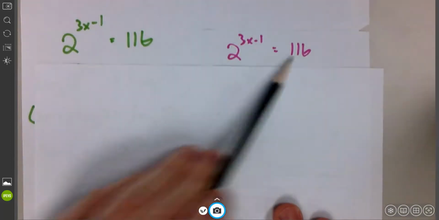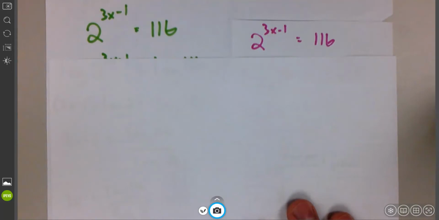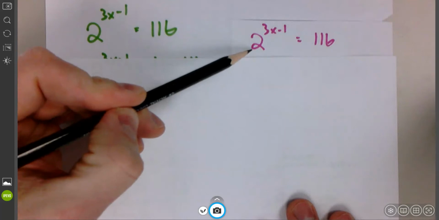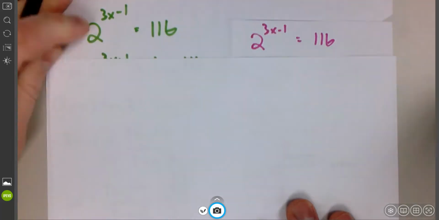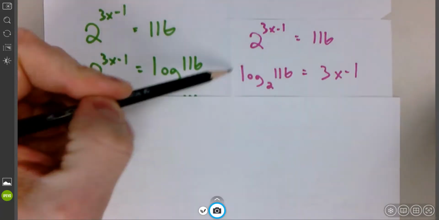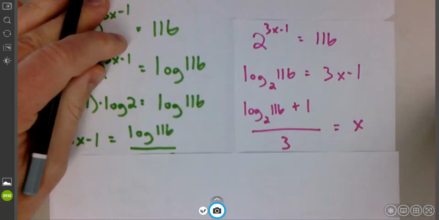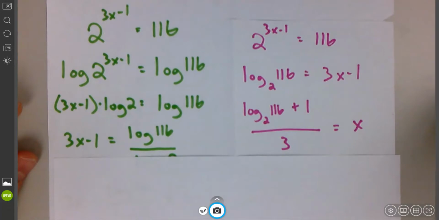Now let's look at doing this problem a different way, probably using the change of base theorem. So the first step is still the same. I move the 1 over and I get this. From here, it's an exponential. I'm going to write it as a logarithm. So it's going to be log base 2 of 116 equals 3x minus 1. From here, I'm going to add 1, just like we did, and divide by 3.